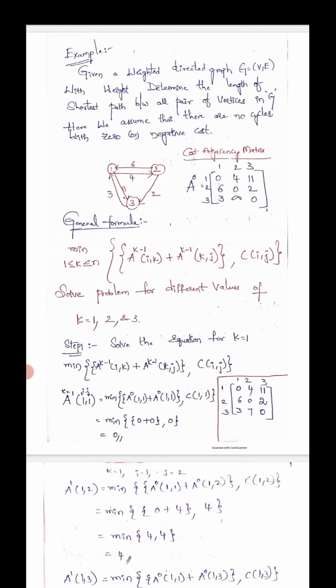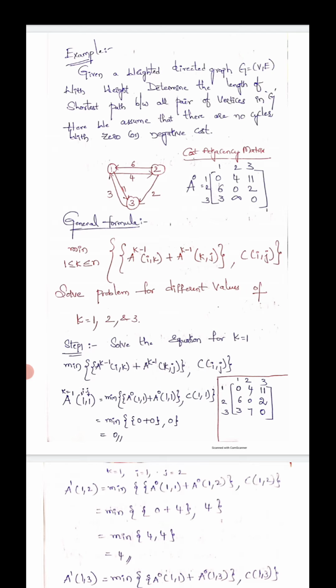Given a weighted directed graph, in the directed graph the edges have some possible weights, G equals (V, E), in the sense the graph consists of vertices and edges with weights. How do we determine the length of the shortest path between all pairs of vertices in graph G? Here we assume that there are no cycles with zero or negative cost.